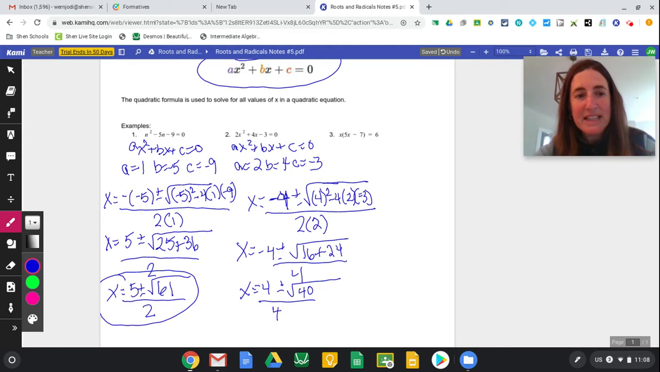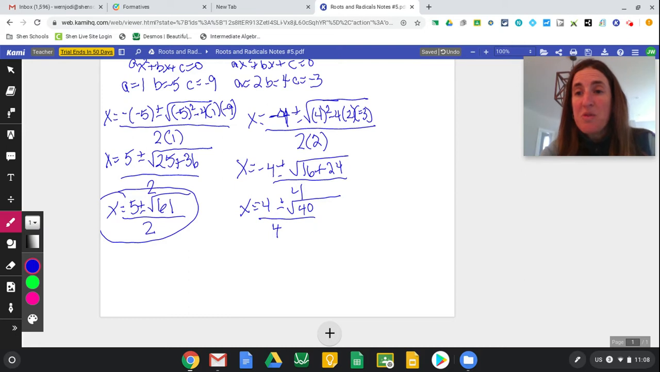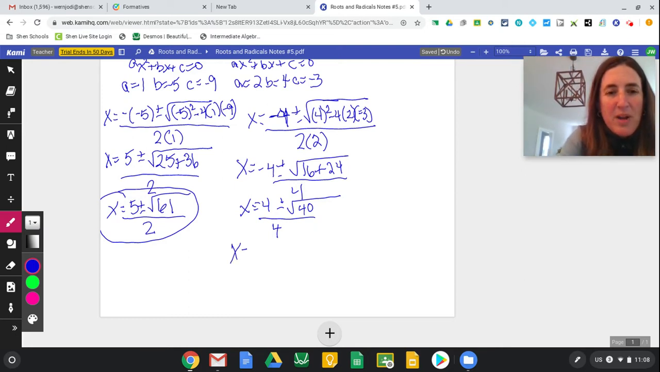Okay, now, last time we left the 61 because it was prime, but 40 will divide by a perfect square. And that perfect square is 4 times 10. So we're going to break down our radical to be radical 4 and radical 10, but we know that really is a 2 radical 10 over 4.